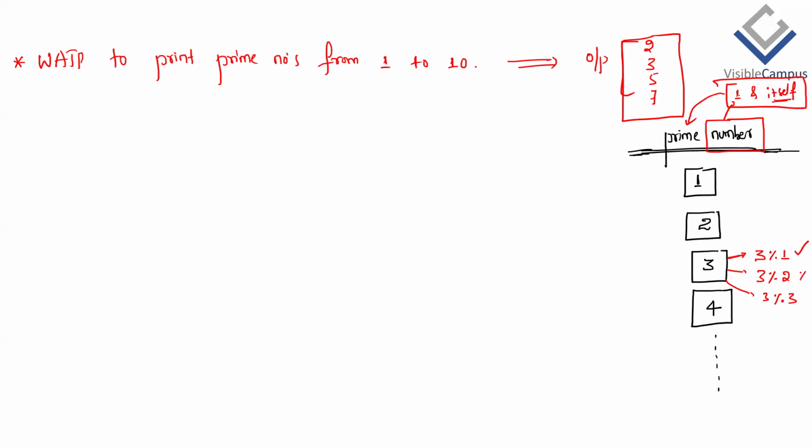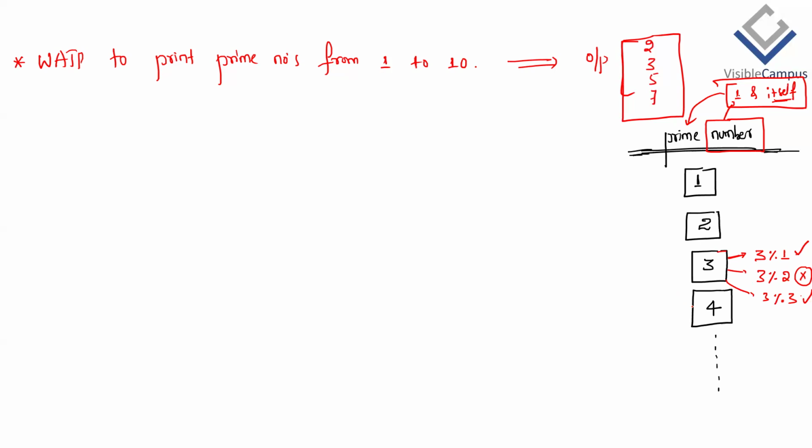Here, the remainder will not be 0 when we divide 3 by 2, and the remainder will be 0 when we divide 3 by 3. Then how many times is the number divisible exactly? 2 times. Therefore we conclude the result: it is a prime number.